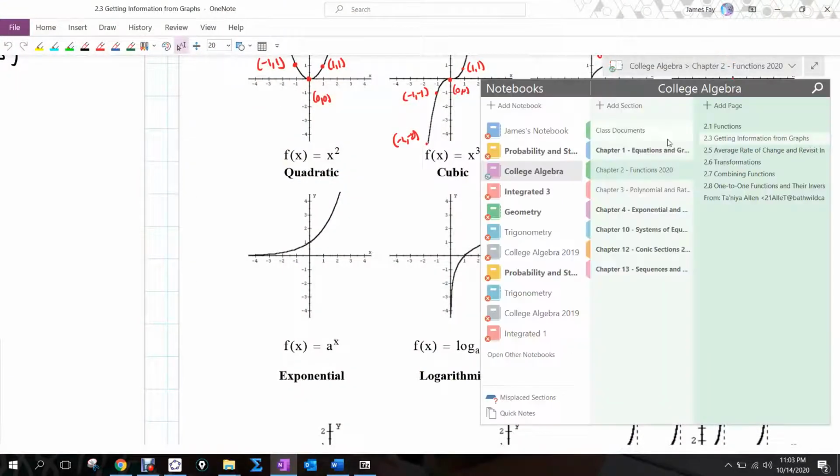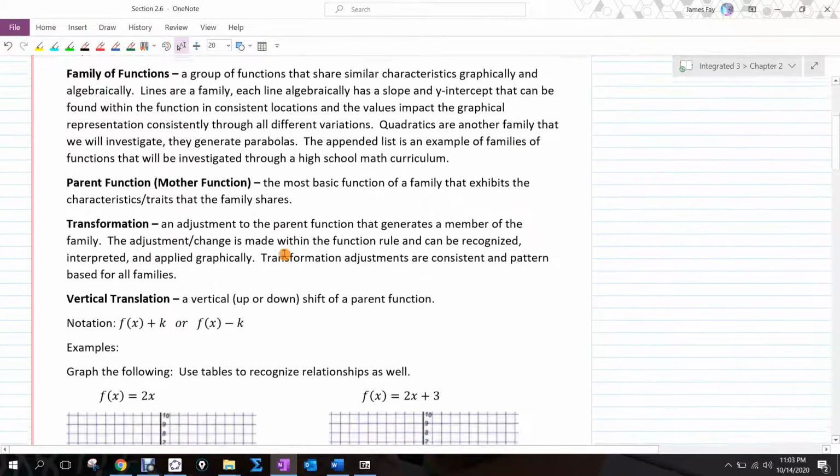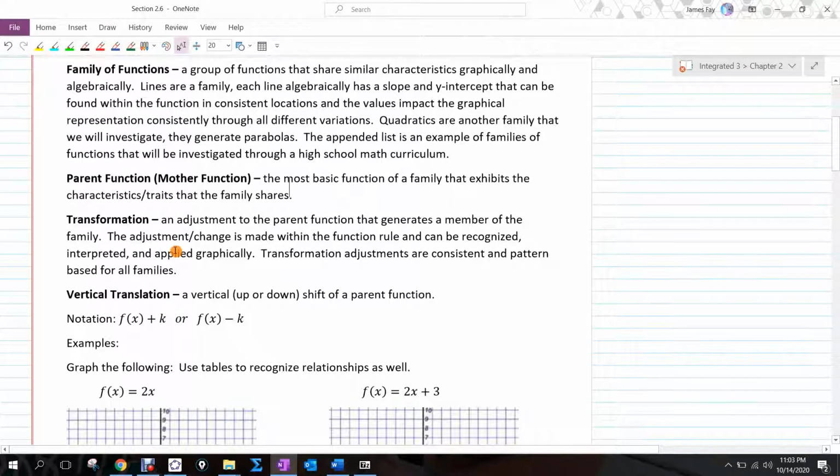Let's go back to our notes. A parent function, sometimes called the mother function, is the most basic function of a family that exhibits the characteristics or traits that the family shares. So with a line, our parent function is the most basic function that we can come up with. It has a slope of 1 and a y-intercept of 0. For a quadratic, our parent function is x squared. It's the most basic parabola we can come up with.